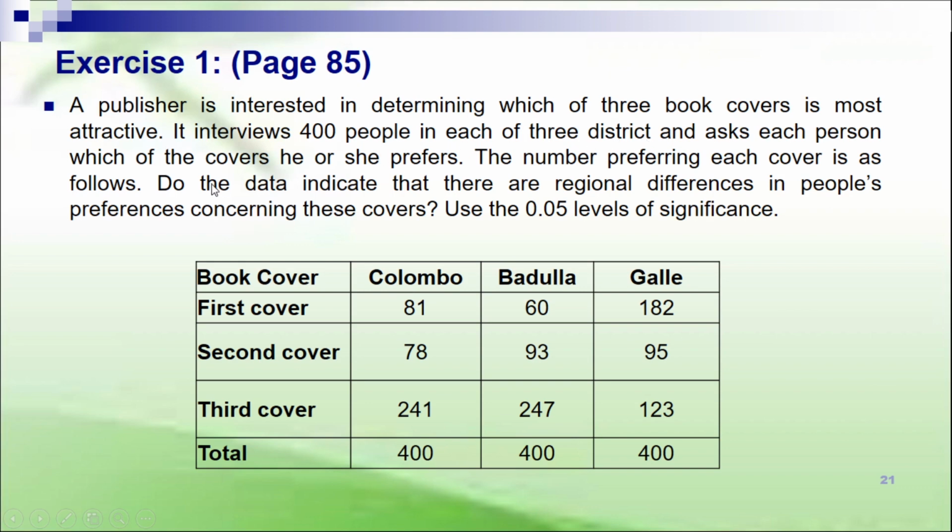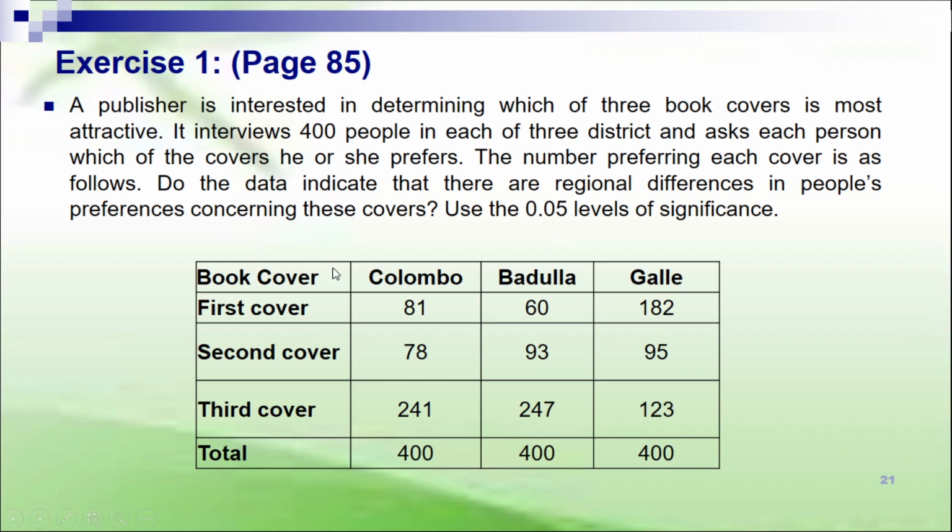And it asks each person which of the covers he or she prefers. The number preferring each cover is as follows. Here the observed frequencies are given, and the question asks, do the data indicate that there are regional differences in people's preferences concerning these covers? Use alpha, the level of significance, 0.05.